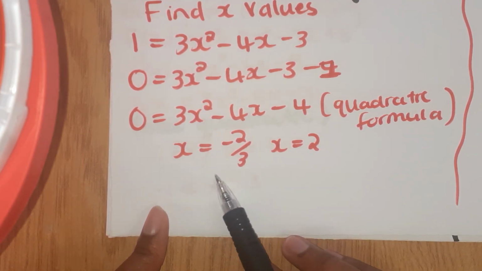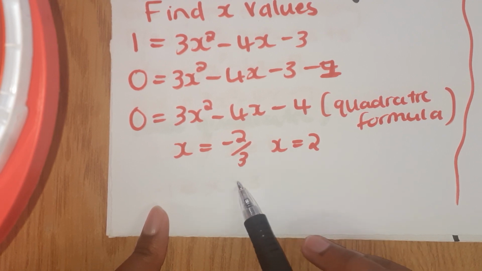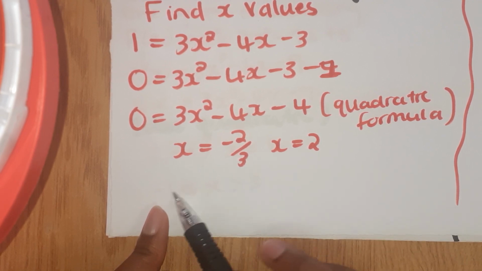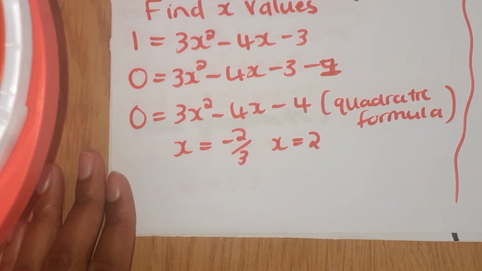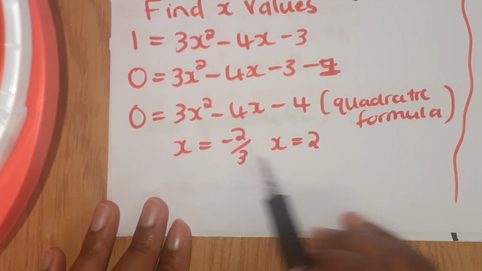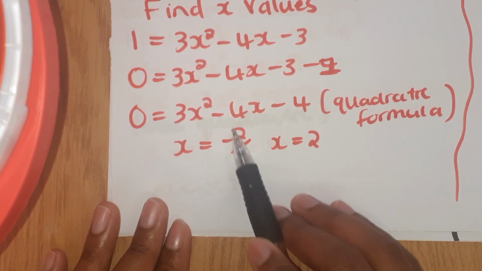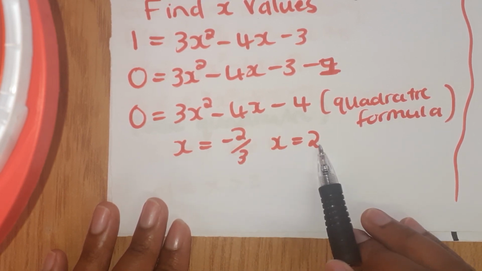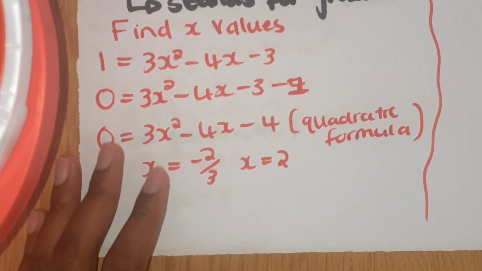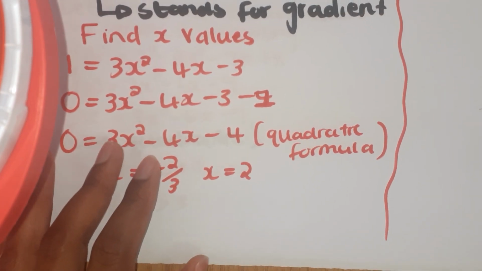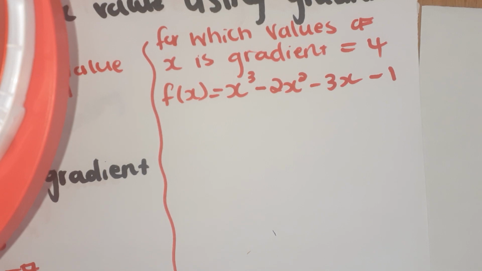Negative b plus or minus the square root of b squared minus 4c, all over 2a. That is the quadratic formula that you will be using in this instance. So you will get the x values as negative 2 over 3, and x will also be 2. So here we can do an example. For which values of x is the gradient equal to 4?